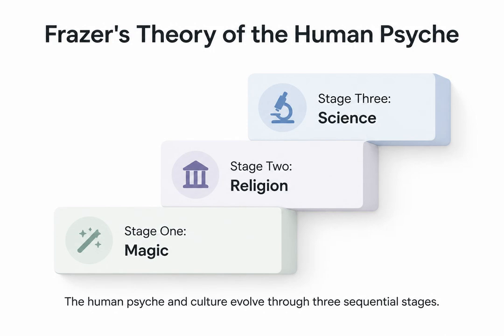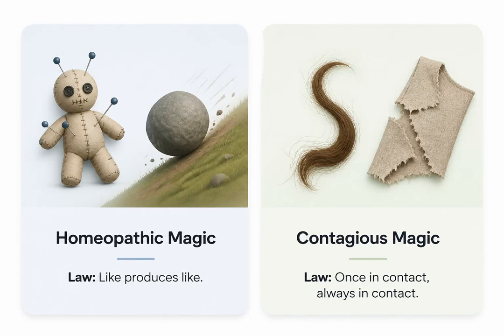The most significant theoretical contribution of The Golden Bough is Frazer's argument about the evolution of human thought. He proposed that the human psyche, the fundamental way we understand and relate to the world, has evolved through three sequential stages: magic, religion, and science. According to Frazer, each of these stages corresponds to a stage of cultural evolution. The way people think determines the kind of culture they produce, and as the dominant mode of thinking changes, the culture changes with it. The first and most primitive stage is magic.